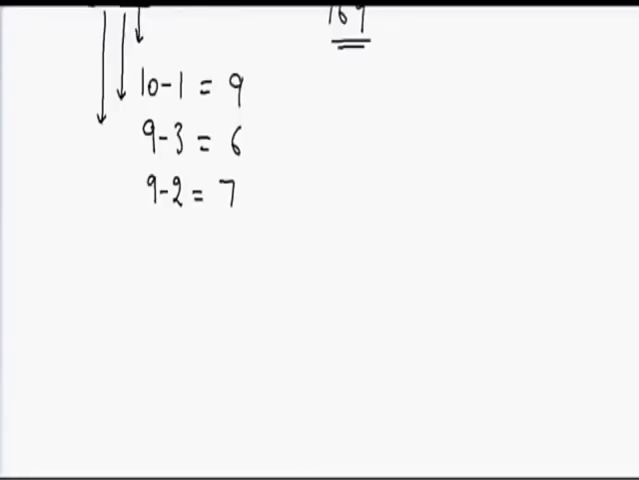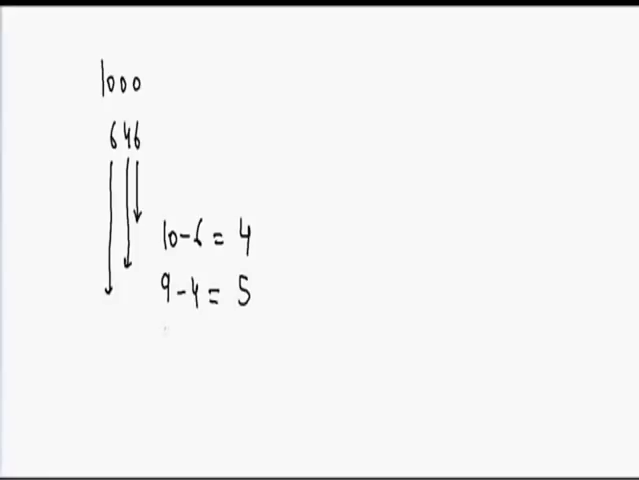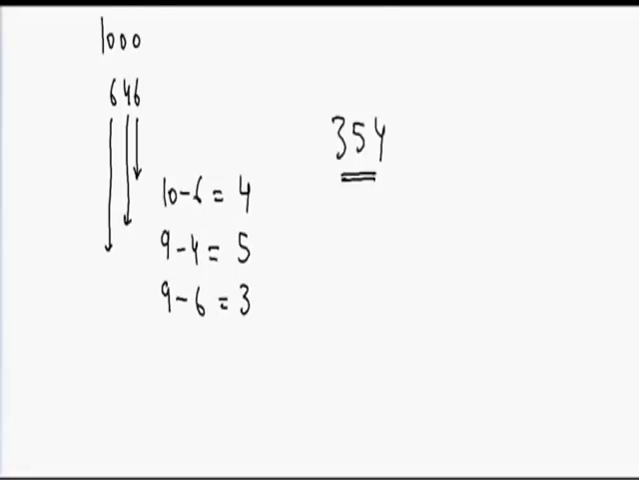Again, if I have 1000 minus 646, in that case I'll take the 6. 10 minus 6 is 4, then I take the 4. So 9 minus 4 is equal to 5, and then I take the 6. So 9 minus 6 is equal to 3. So the answer is 354. So this method can be very helpful if we are in the exam or day-to-day calculation.